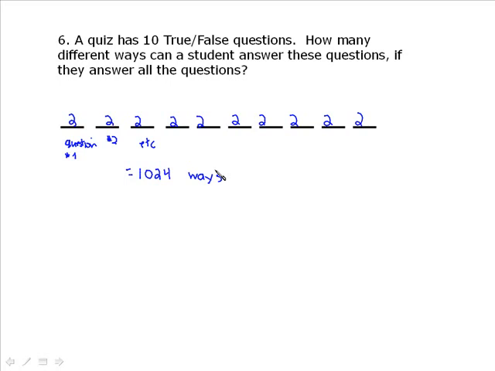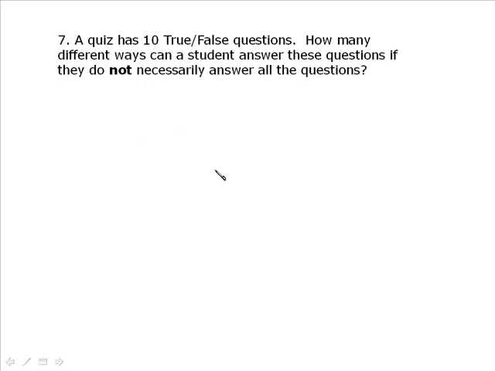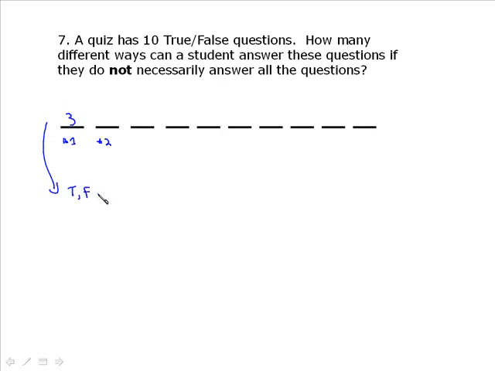Let's try the same sort of question, but with a twist. The same quiz, but this time the student doesn't necessarily have to answer all the questions. And that makes a difference because in the previous one, we assumed that the person was answering everything, but not every student answers all the time. So in this case, for question number 1, you could answer true, you could answer false, or you could give no answer. So you have 3 choices. So true, false, or no answer.